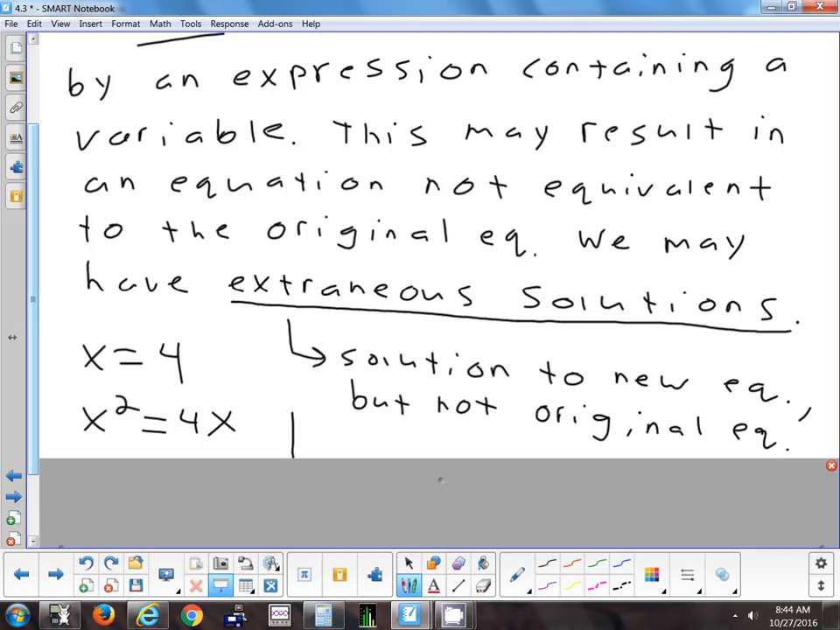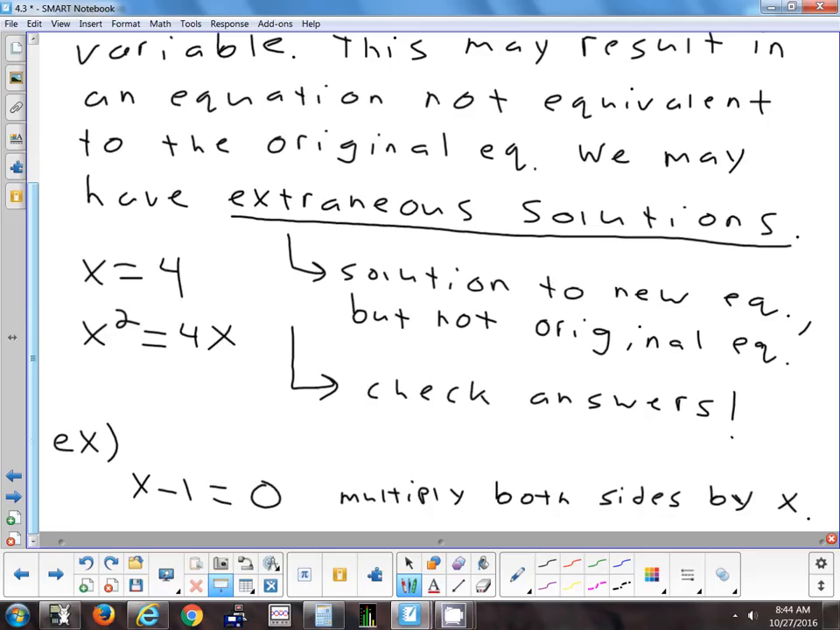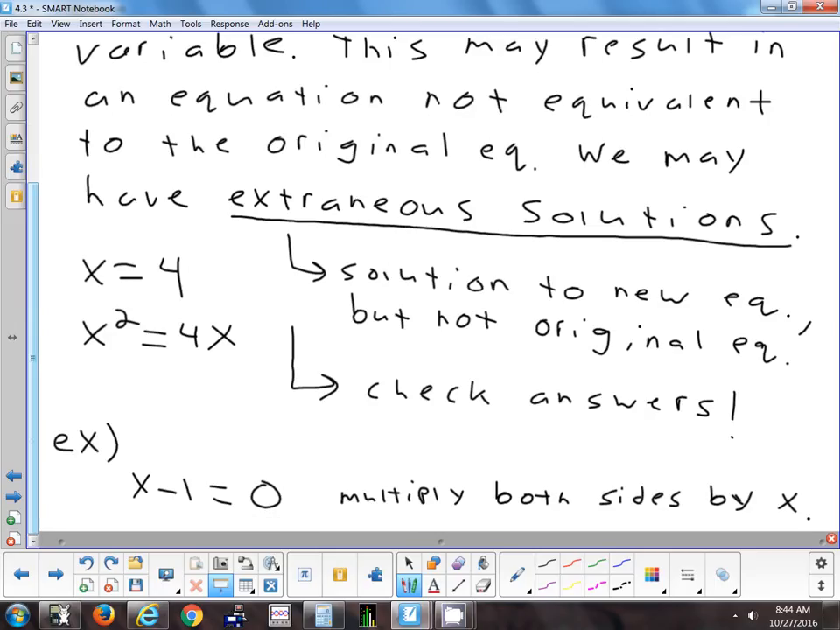Does 0 work in the original? No. I created an extra answer, and that's an extraneous answer. So that's the kind of thing that can happen. It's a little more complicated with a rational function, but the exact same idea. The only way you know that you have an extraneous solution is to check your answer.